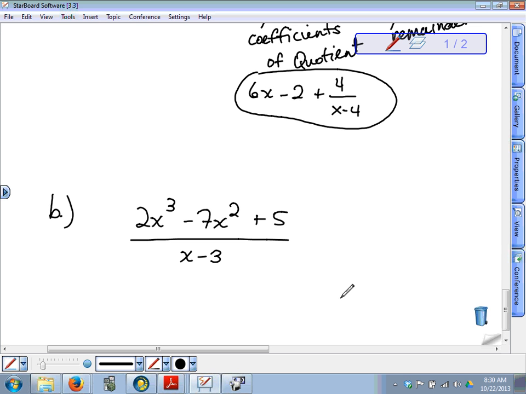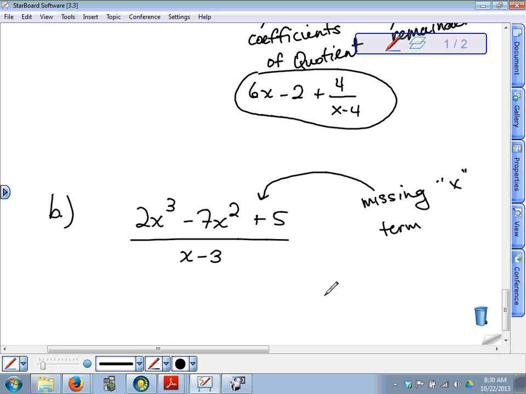I'm glad somebody noticed. Make a note of this. Missing. What kind of a term are we missing? We're missing an x term.